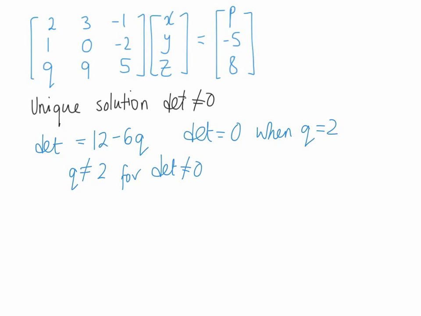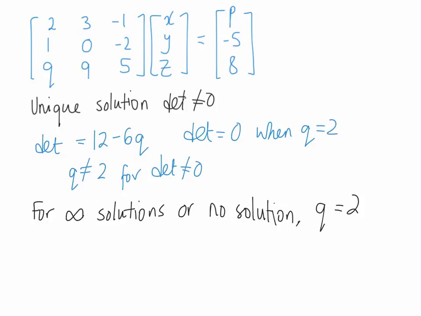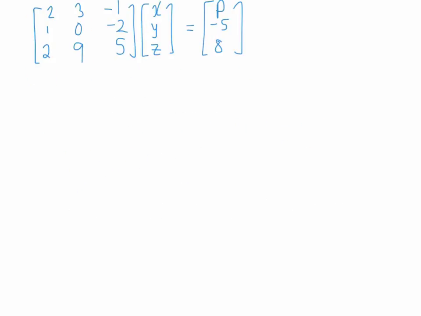And finding the determinant to be 12 minus 6q, you can see that the determinant will be 0 when q equals 2, which is not what we want. So for there to be a unique solution, q cannot equal 2. And the flip side of this is that for infinitely many solutions or no solution, q has to equal 2. And this is just the same set of equations, but this time we've subbed 2 in for q.